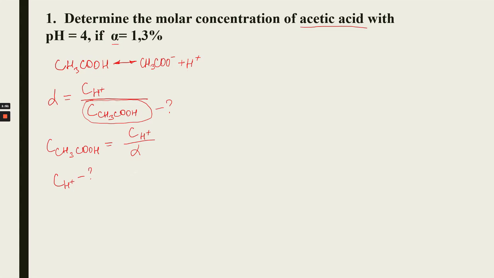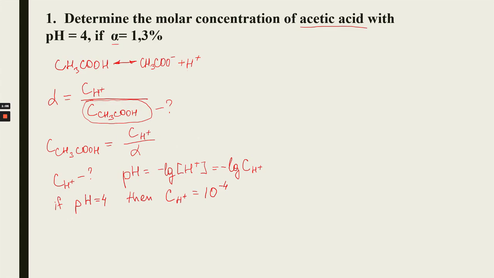How to find that? Let me remind you that pH is a negative logarithm of equilibrium concentration of protons, or in our case it will be the same as a negative logarithm of molar concentration of protons. So if we know that pH is equal 4, then we can conclude that molar concentration of protons is 10 power minus 4.